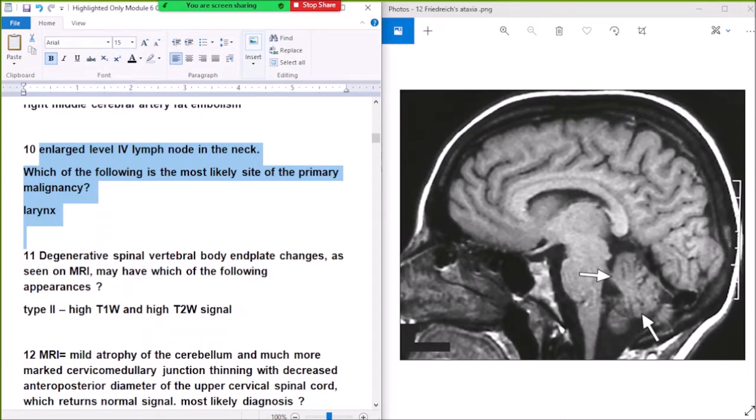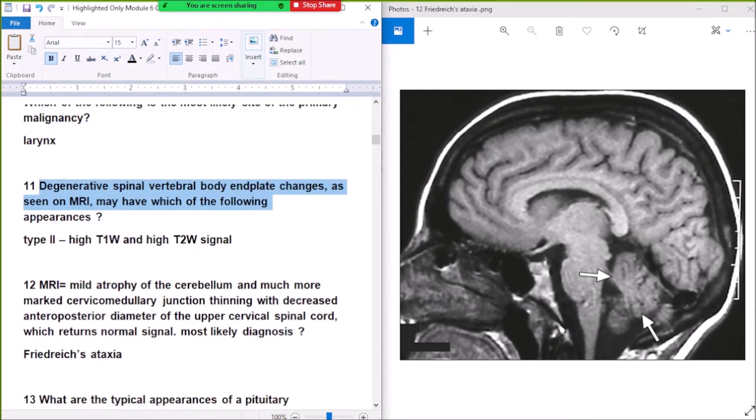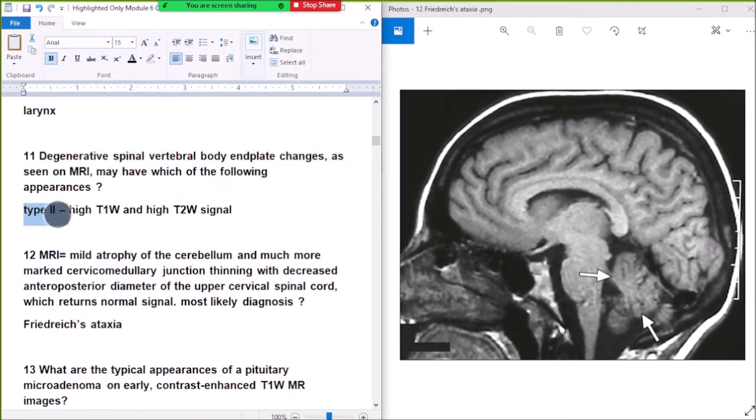Question 11, sorry. Degenerative spinal vertebral body endplate changes as seen on MRI may have the following appearances. Type 2: high T1 and high T2 signals. T2 signal is high because of edema, and T1 signal is high because of fat. So type 2, high T1 and high T2, is seen on MRI findings of degenerative spinal vertebral body endplate change.